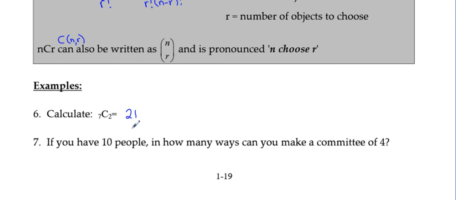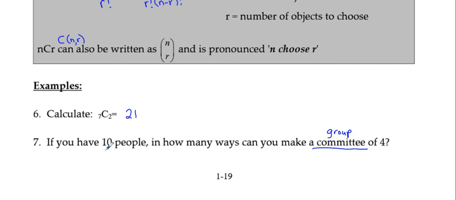What's going to make these questions difficult when we start mixing them together is knowing whether you use nCr or nPr. You have to read from the question whether you are making an arrangement or a group. So if you have 10 people, in how many ways can you make a committee of 4? Well, a committee is a group. There's no order to these people in the committee.